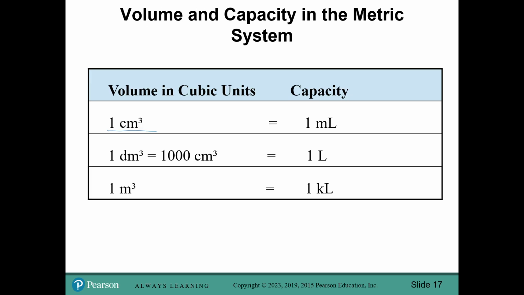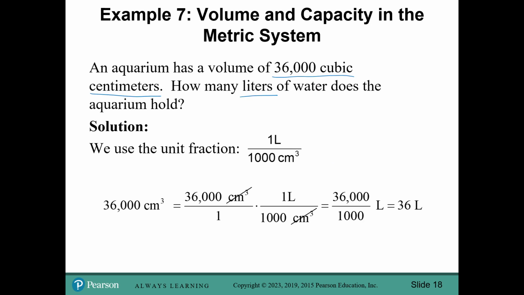Okay, oof. This is only going to get us to milliliters. And our chart here says 1,000 centimeters cubed gives me 1 liter. We might use that conversion instead of the initial conversion. So we're going to use the conversion of 1,000 centimeters cubed to 1 liter. Let's do that. That'll be our unit fraction. So we're going to start out with our 36,000 centimeters cubed. We're going to put that over 1.